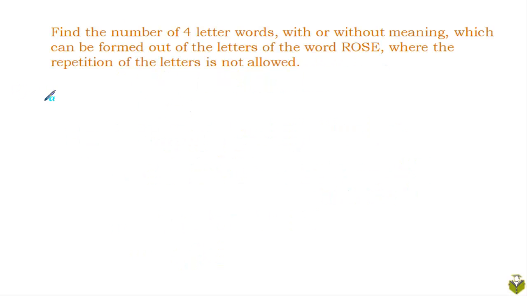Let us look at another problem which is very similar. Again, we want to find the number of 4-letter words, with or without meaning, which can be formed out of the letters of the word rose. But here the key point is that the repetition of the letters is not allowed. So this is the key difference between the two questions.